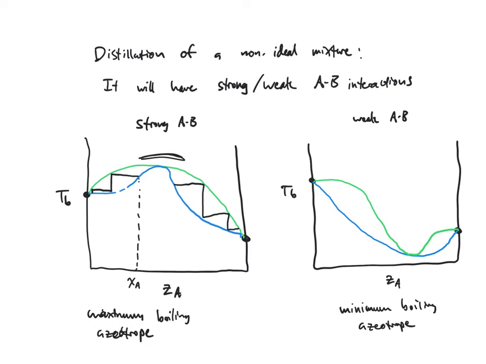And the trouble with the minimum boiling azeotrope, at least, is if you start with a particular mole fraction and you begin doing distillations, you see that as you zigzag, the best you could ever hope to get is that point right there, which is not the pure substance. So if you attempt to do distillations on this type of azeotrope, it's not going to succeed.